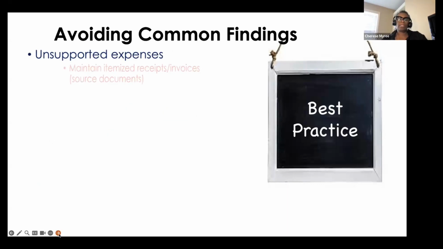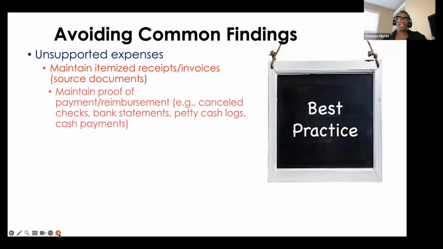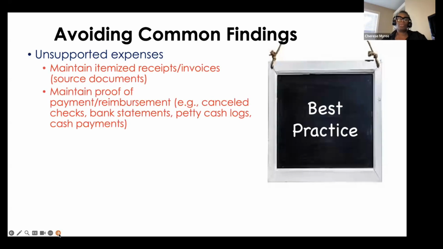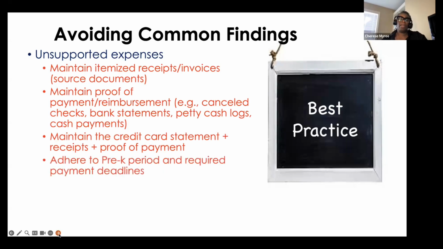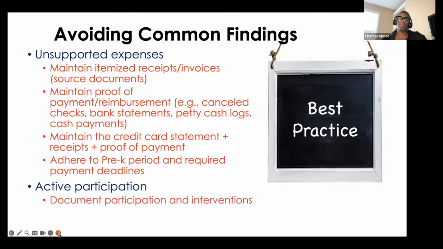Also, for unsupported expenses, you want to make sure you maintain those source documents and proof of payment. Again, I'm driving home. If you use credit cards, make sure you have the receipt plus the credit card statement plus proof of payment. Adhere to those payment guidelines. So June 30th, make sure everything is out the door by then. And for active participation, document your interventions if you have any kind of attendance problems or challenges.